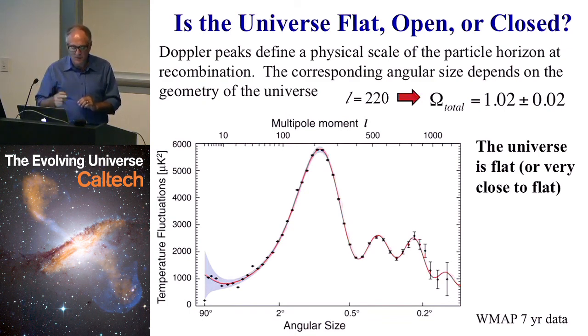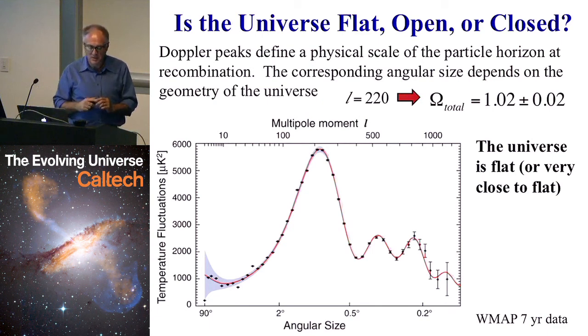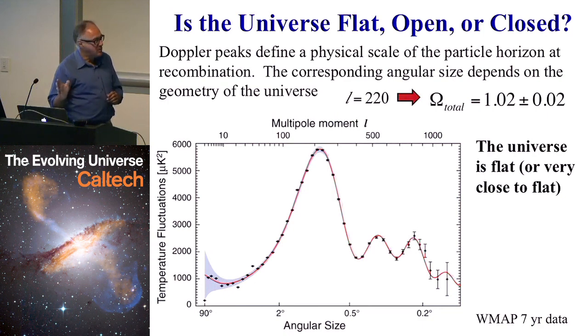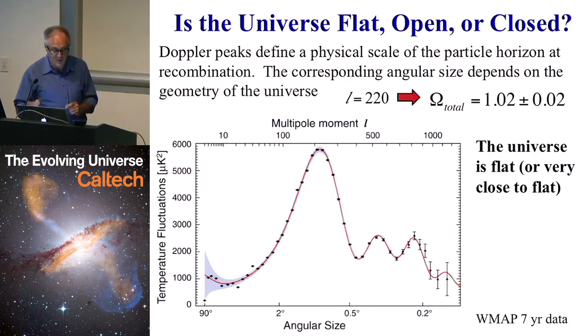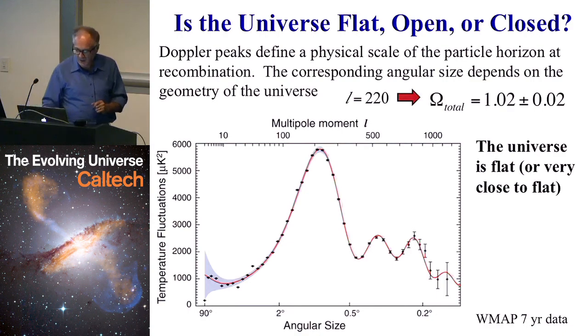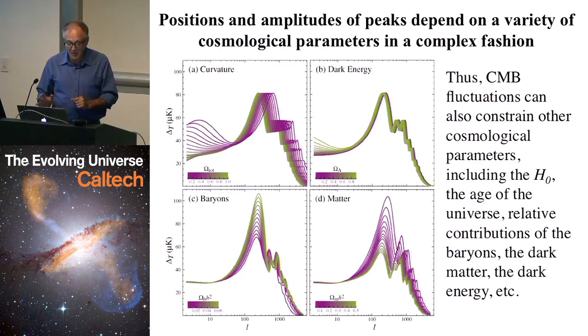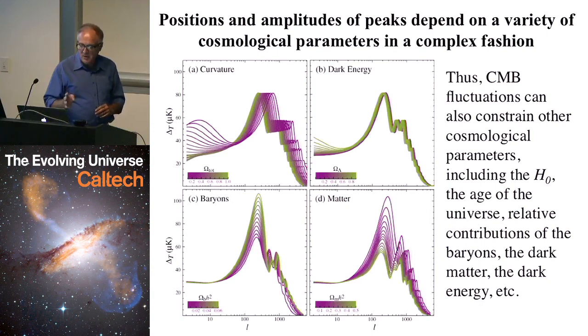And translated into the models, that tells you that omega total is 1 within measurement errors. Nowadays, this is shrunk even further, so it's even more precisely determined to be flat. But you can also constrain all manner of other parameters, because it's not just curvature that matters. You can also look at the relative contributions of dark matter and ordinary matter and the dark energy, and the amplitudes and slight shifts and relative amplitudes of different peaks are telling you something about those other parameters.